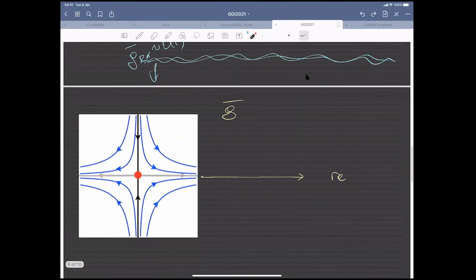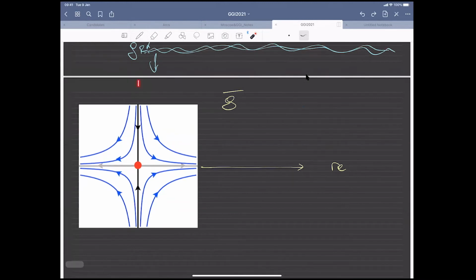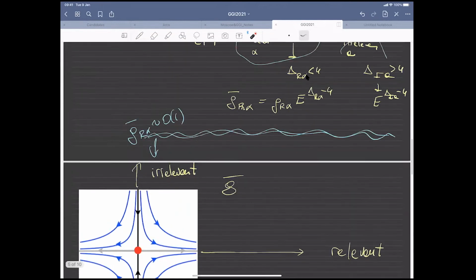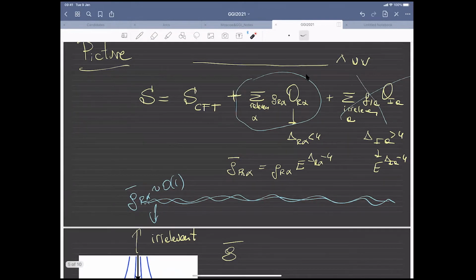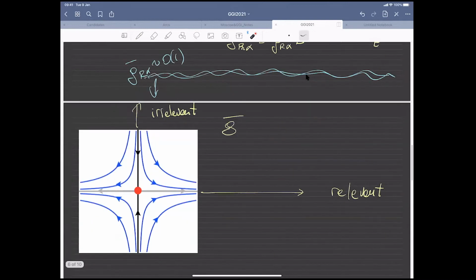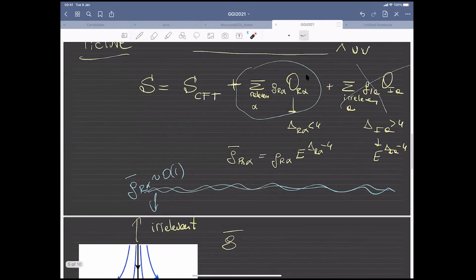Okay, but still, let me draw on this plane broadly the relevant and the irrelevant couplings here. And this arrow indicates the RG flow, and this point corresponds to the exact CFT. In other words, to the point where you have no perturbation. And of course, if you're exactly here, you're not evolving. That's a fixed point. And now, what is the picture that I just drew before?